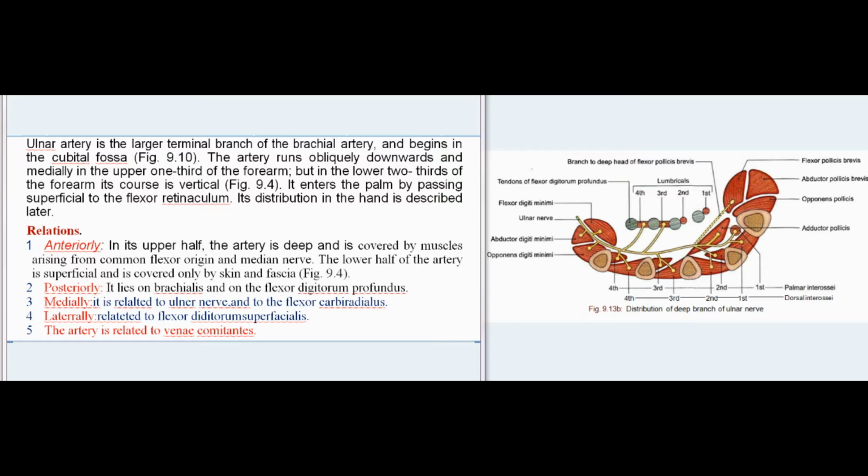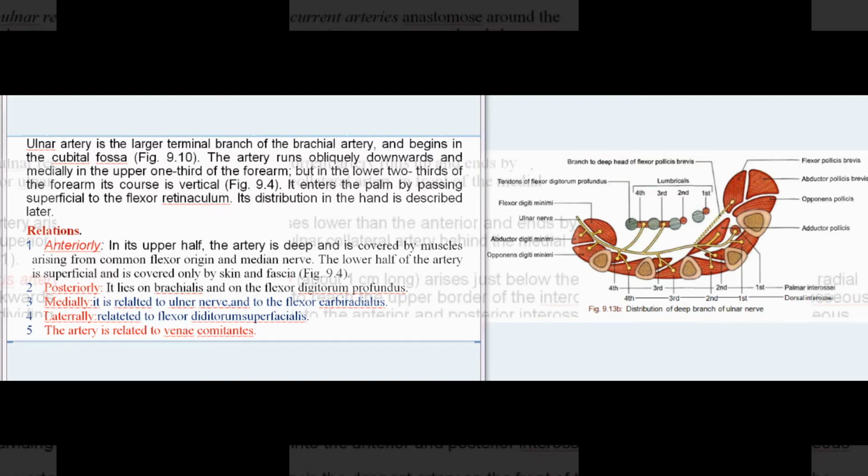Relations. 1. Anteriorly, in its upper half, the artery is deep and is covered by muscles arising from the common flexor origin and median nerve. The lower half of the artery is superficial and is covered only by skin and fascia, Fig 9.4. 2. Posteriorly, it lies on brachialis and on the flexor digitorum profundus. 3. Medially, it is related to the ulnar nerve and to the flexor carpi ulnaris. 4. Laterally, it is related to flexor digitorum superficialis. 5. The artery is related to vena comitans.